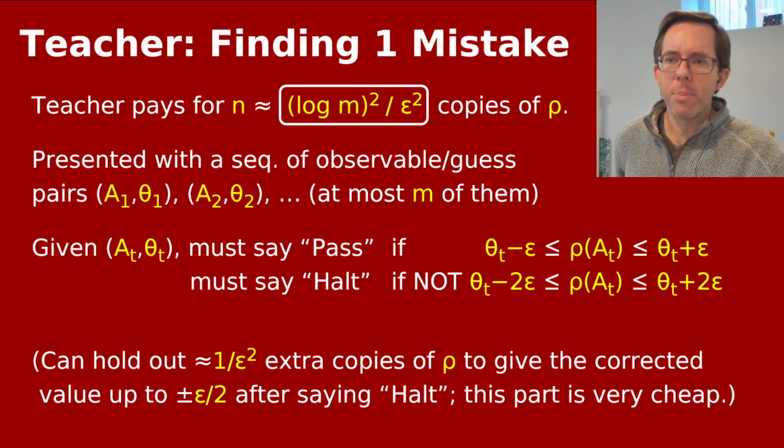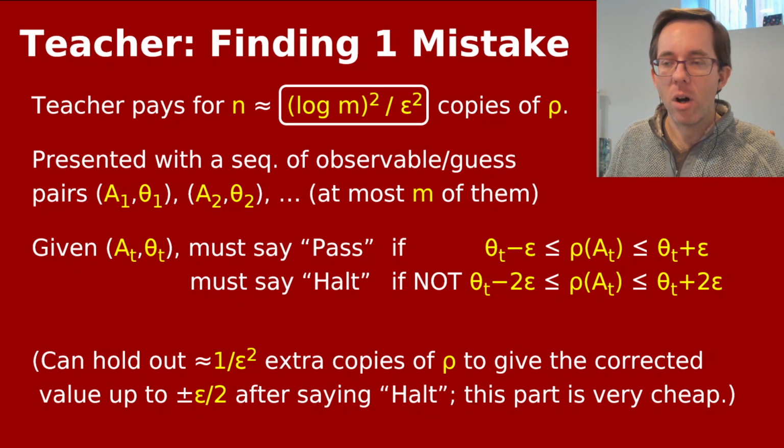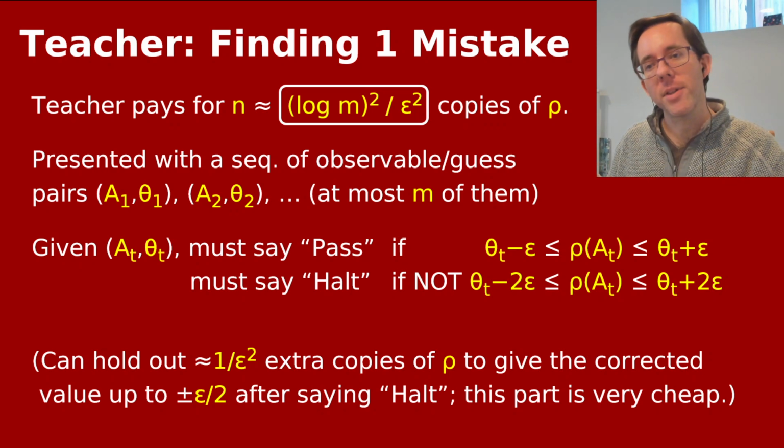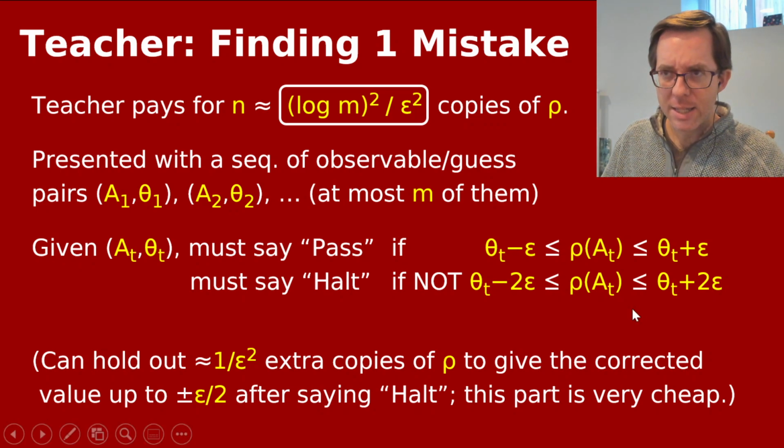And there's one more teacher property. The teacher property is that when the teacher declares a mistake or declares halt, they have to supply the student with a correct estimate, or an estimate that's correct up to some plus or minus epsilon over 2. But actually, that part is easy.